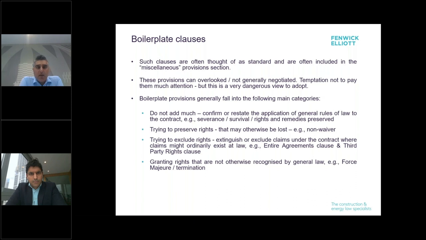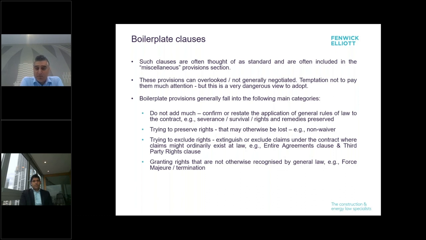So, boilerplate clauses. In the context of contracts, boilerplate is the term that's used to describe those clauses that are included in the agreement to deal with the mechanics of how the contract works, and also those legal points that are relevant generally to most transactions. In my experience, boilerplate clauses are either found right at the beginning of the agreement and then right at the end. Often they are considered to be standard and therefore included in almost like the miscellaneous provisions. And accordingly, the provisions are often overlooked, not generally negotiated.